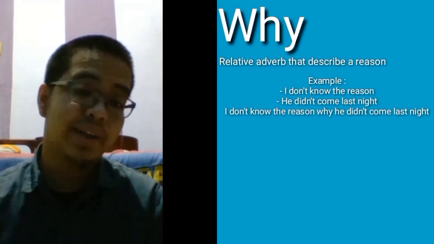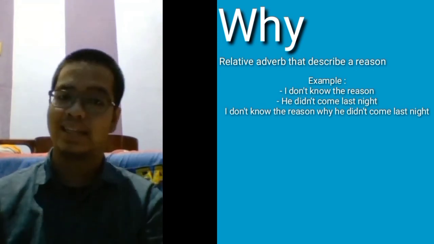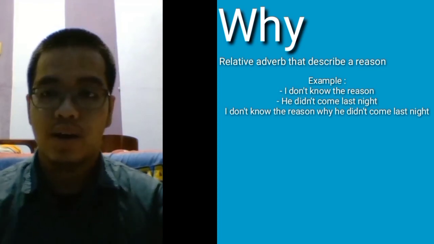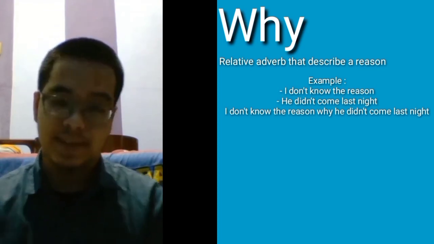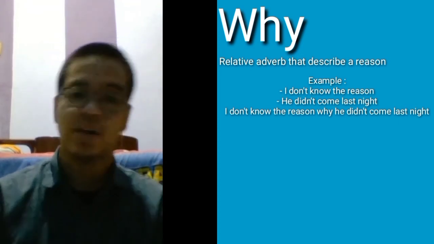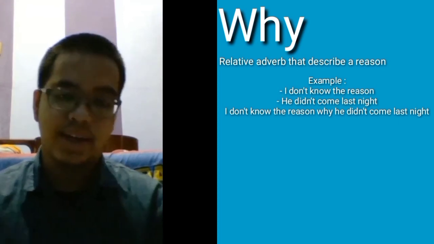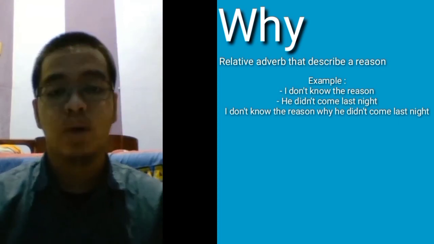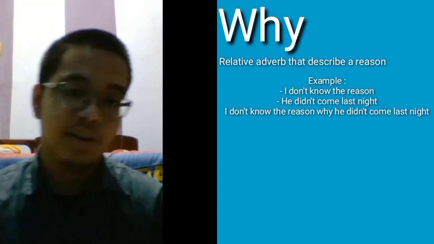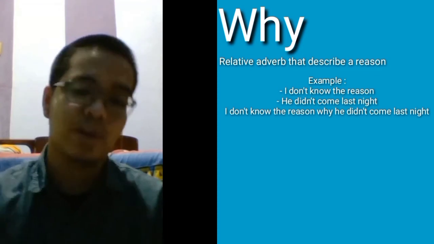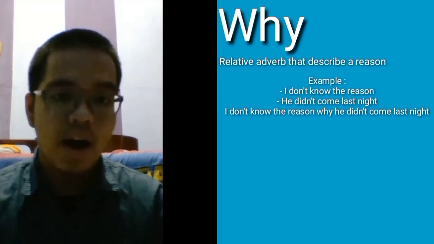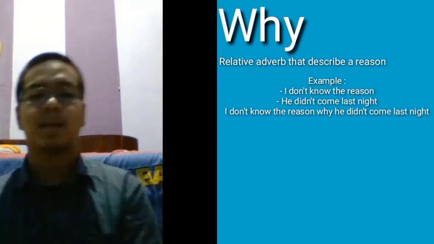This connector is a little bit different from before because it is describing a reason. And it is the simplest connector because you can simply put this connector between two clauses. To make it clear, let's take a look at these examples. I don't know the reason. He didn't come last night. These two clauses can simply be connected by adding the connector why because it is describing a reason. Okay, this is the connected clause: I don't know the reason why he didn't come last night.